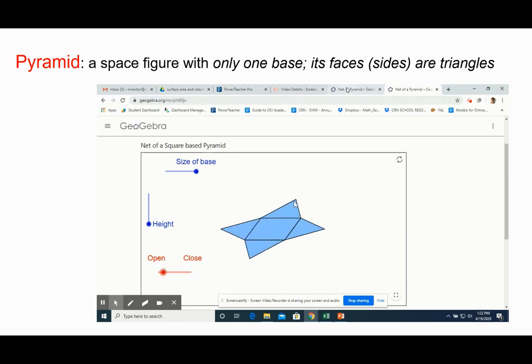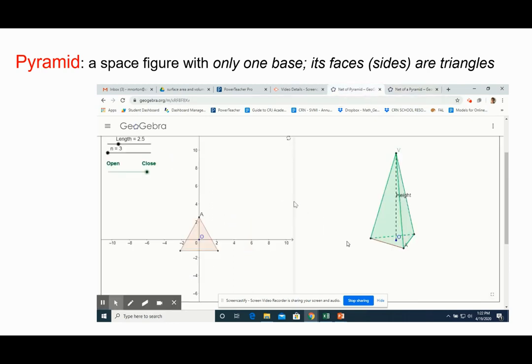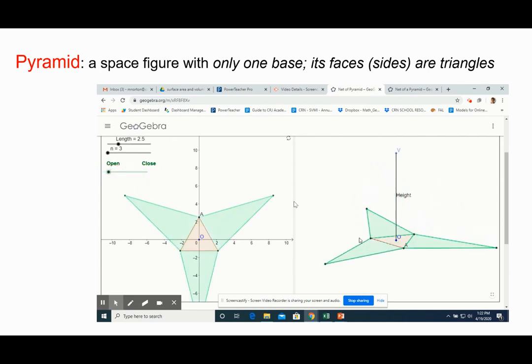We can also have in here where the base is a triangle. It doesn't always have to be a square. It doesn't always have to be the same size, but what happens is that we do have to have them come to a complete point. All of them match up at the top. So when I open this up, we have a 3-sided figure on the bottom, and we open it up. We have 3 triangles on the sides.